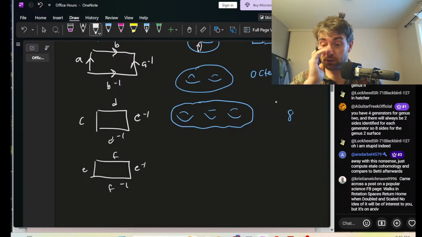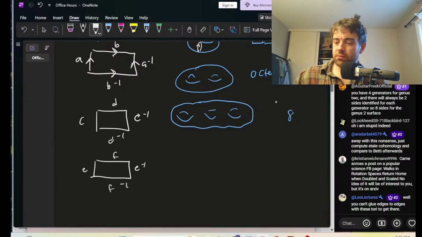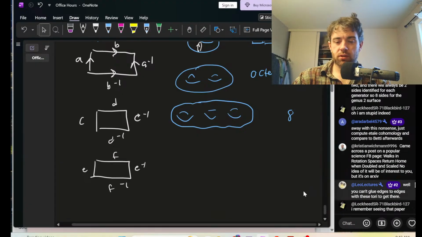I mean, we could. Came across a post on a popular science Facebook page. Walks in rotation space return home when doubled and scaled. Well, maybe I'll take a look.